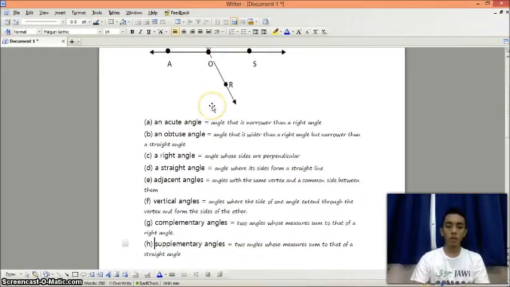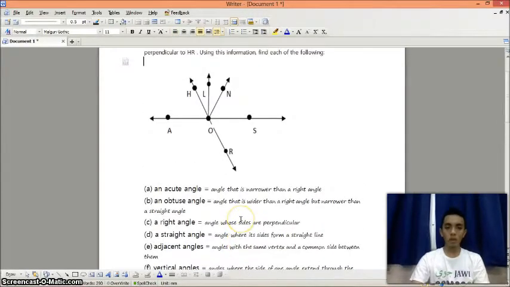The last part of question number 1 is supplementary angle. Supplementary angles are two angles whose measures sum to that of a straight angle. In this diagram, you can see there are 4 angles that when we add up, they become 180 degrees. That is angle SON, SOL, AOL, and AOH. When we add these 4 angles, they become 180 degrees.